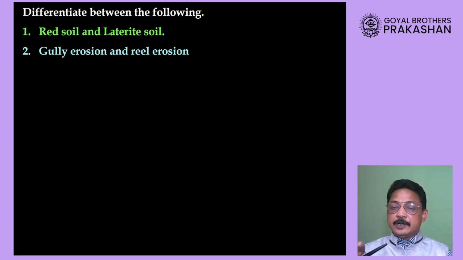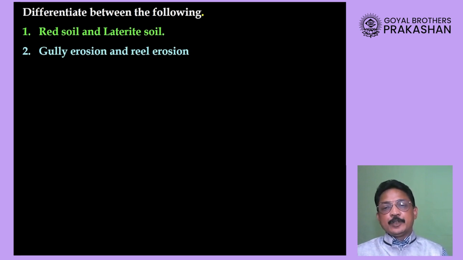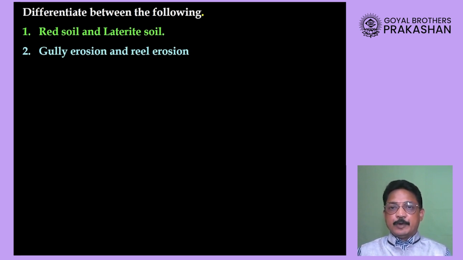Red soil is red in color, but it is yellowish in color when it is hydrated. But laterite soil is red in color even though it is hydrated. Next point, red soil does not become very hard when it is dry. Laterite soil, upon losing moisture, becomes very hard. So in this way, you can write down various points.